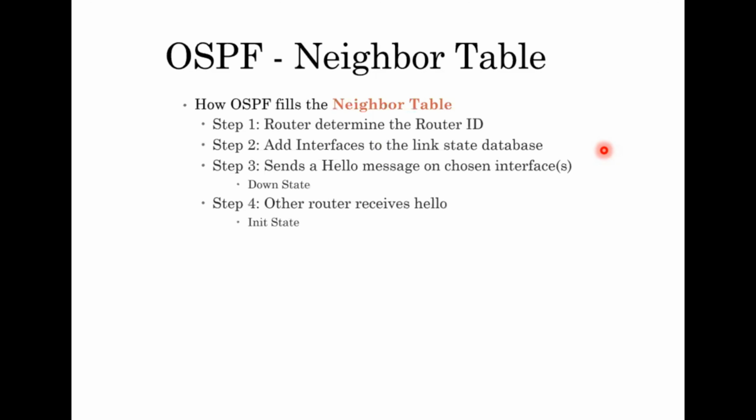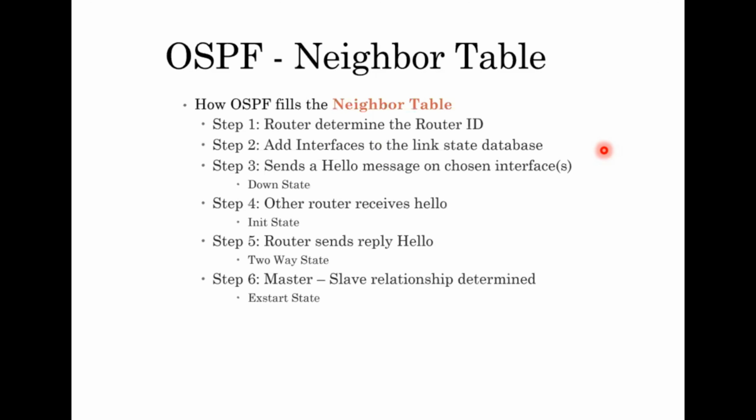After that, the other router receives the hello. This is called init state. And then the router sends a reply to the hello. This is called two-way state. After that, the master-slave relationship is determined. This is called exstart state. Then database descriptions are acknowledged and reviewed. This is called loading state. Sorry, what is step 6? Step 6 is the master-slave relationship being established.